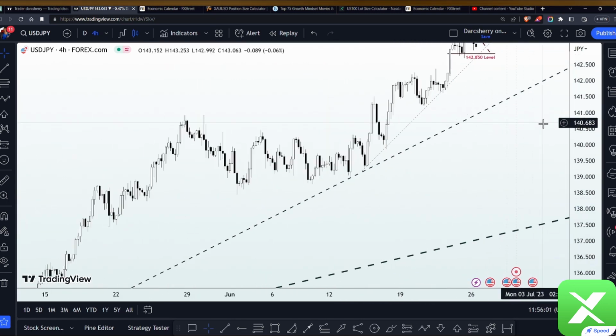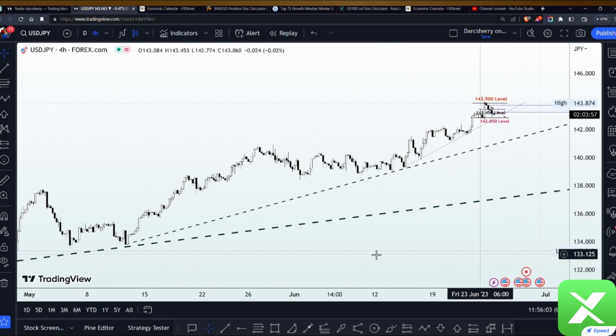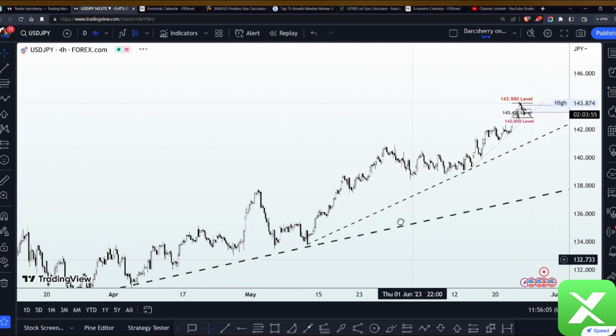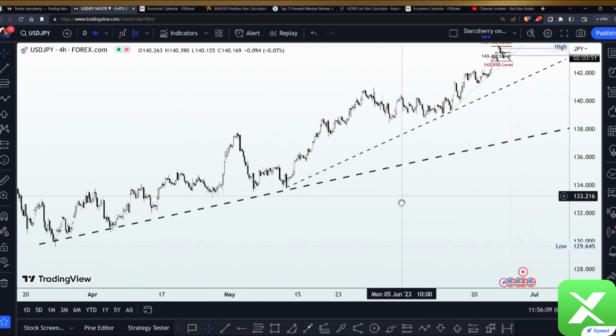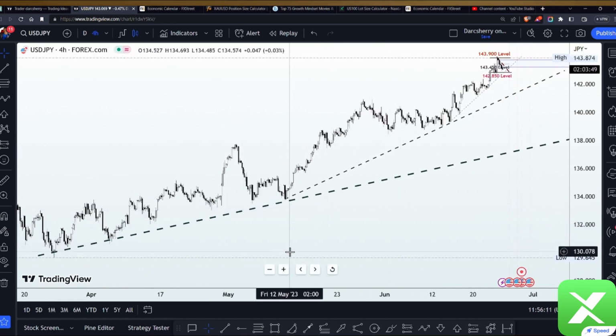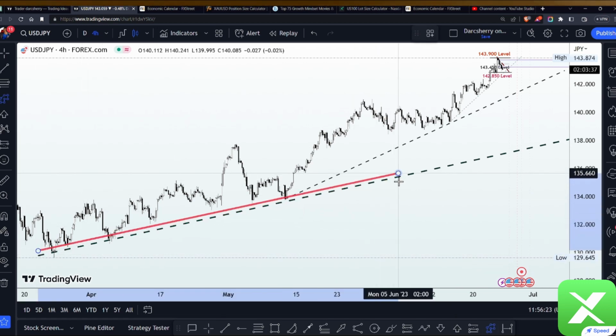So the first thing I did on the 4 hours time frame was to consider the activity of price action since the month of March, in fact, for the last couple of months. I have 3 trend lines here, which we are going to be using to guide our trading activity. Now, the first trend line here is this thick one here.